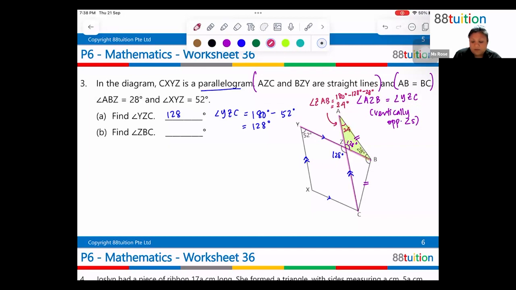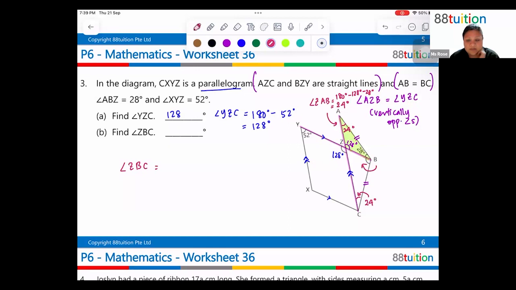So that's 24 degrees. Why do we need to know that? Because we know that this is also an isosceles triangle. So with that, we can find angle ZBC. To find angle ZBC, take a look at that triangle ABC. It is an isosceles triangle. So to find angle ZBC, what do we do?